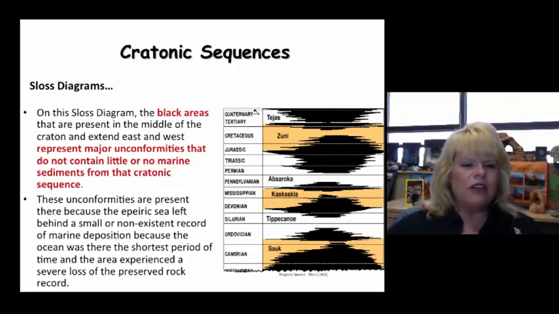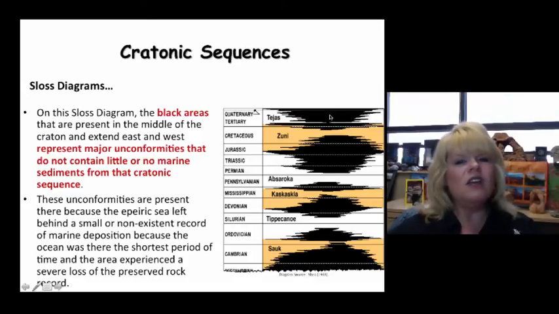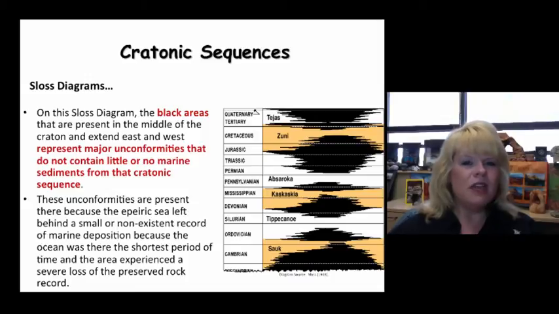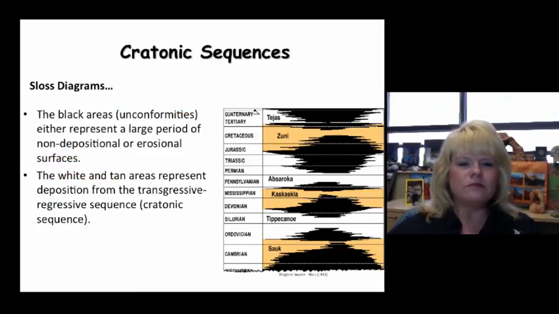Again, the black areas are the areas where we're missing some rock record, and notice they're more in the central part of the craton, and I mentioned why, because this area didn't get covered for as long, if at all, during that transgressive sequence. But the edges along the Cordilleran and the Appalachian Mobile Belt have less of the dark black areas because they were covered for a longer stretch of time, and thus they have thicker sequences of rock.